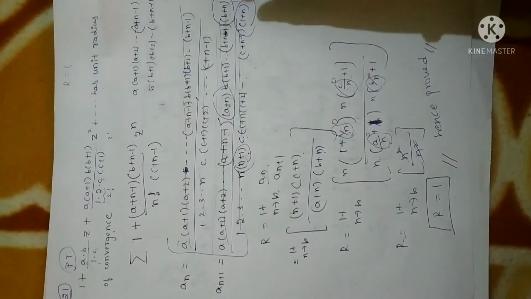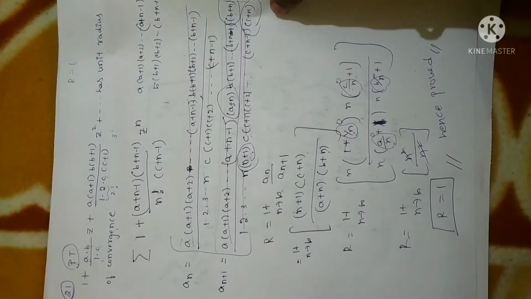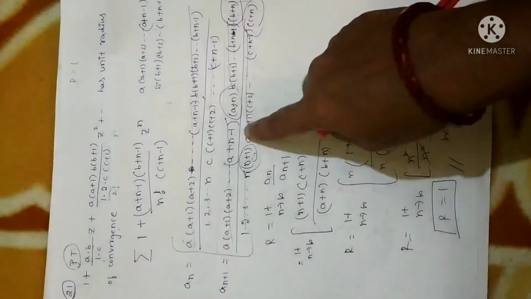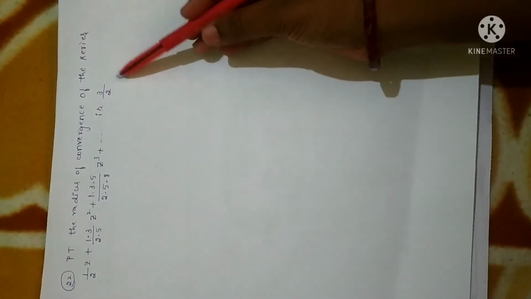Fine. So let me solve one more problem. That is the last problem based on the radius of convergence. So let me take a problem of this kind. Here we need to prove that the radius of convergence of the given series is 3 by 2. The answer is given. We need to show that R is equal to 3 by 2.